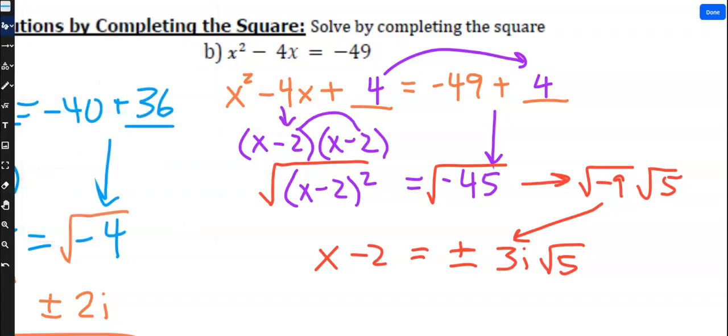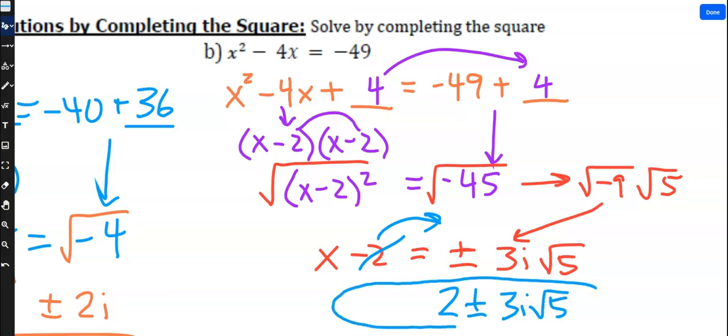And then, of course, we can move this to the other side by adding it. Oops, why did I put 2i when it's 3i radical 5? So x equals 2 plus or minus 3i radical 5.